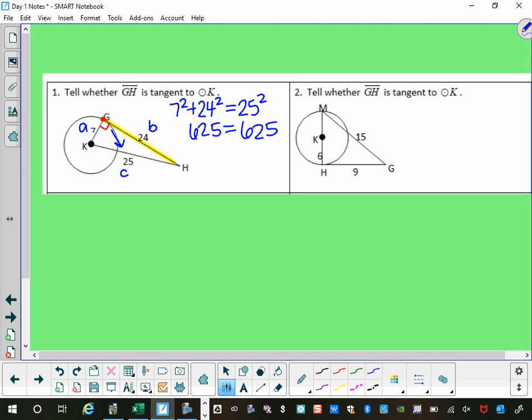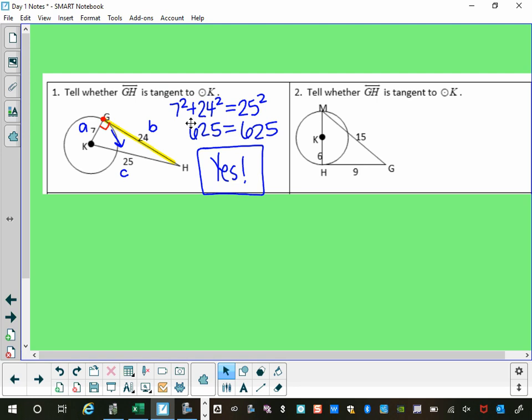There's nothing to solve here, right? I don't have an x here. What I'm doing is I'm proving that GH is a tangent. So is 625 equal to 625? Yes. That's your answer. When it says prove it, we just did. I did Pythagorean theorem. I checked my calculations. It works. This is a right triangle. So therefore it is tangent.